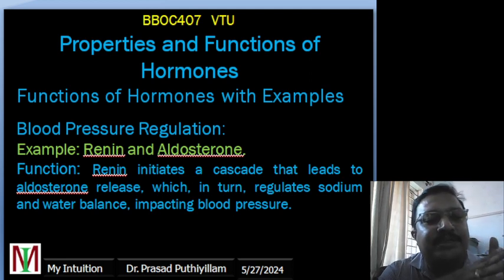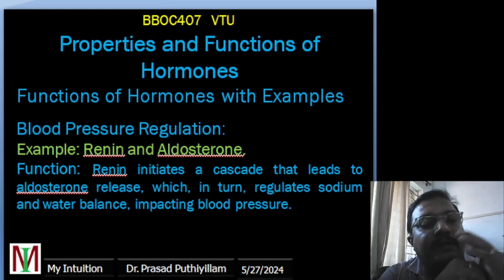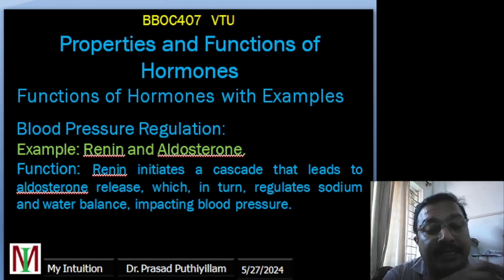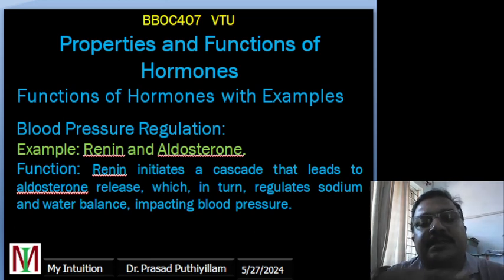Okay, so aldosterone is a hormone produced by this series of reactions by the adrenal cortex. It regulates the sodium and water balance by promoting sodium reabsorption, not adsorption, reabsorption, and potassium excretion in the kidneys.